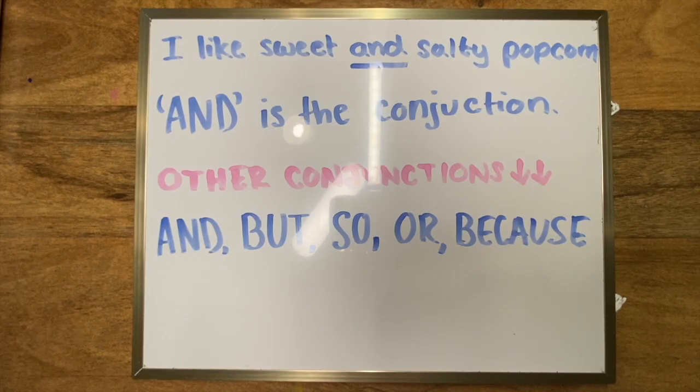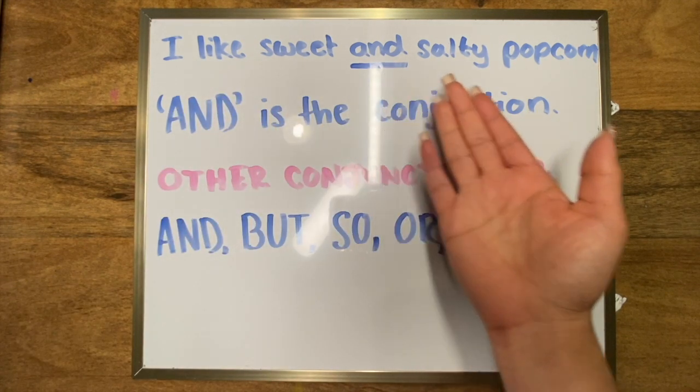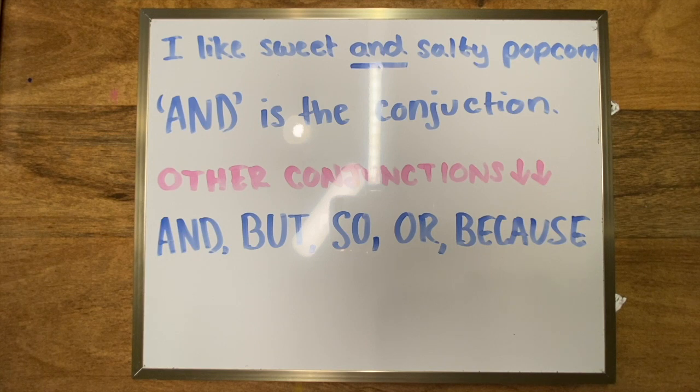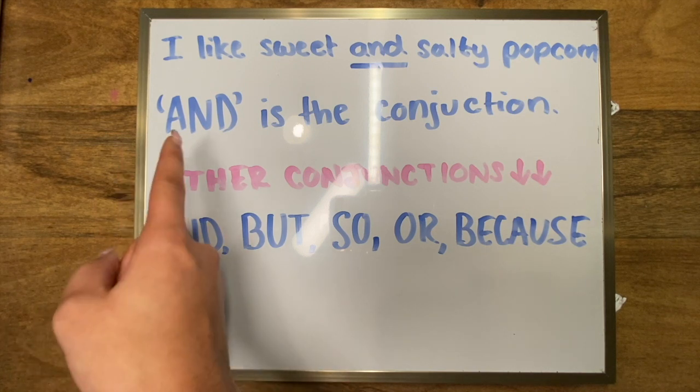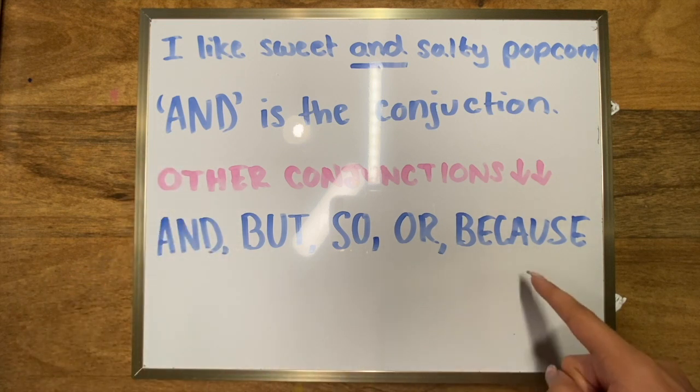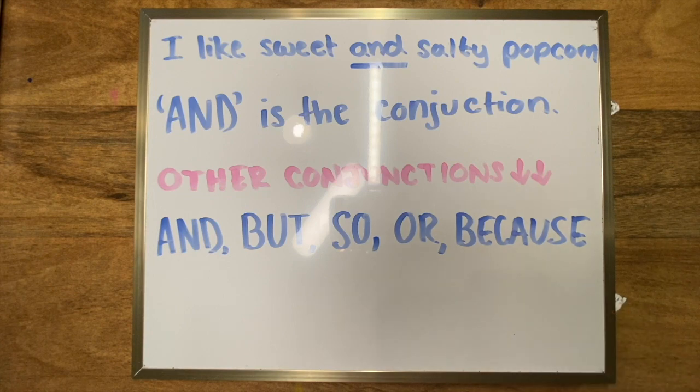Before we get into the activity materials, here is a brief overview of what a conjunction is. A conjunction joins sentences together. For example, in the sentence, I like sweet and salty popcorn, the and is the conjunction. There are other conjunctions such as and, like discussed, but, so, or, and we also have because.